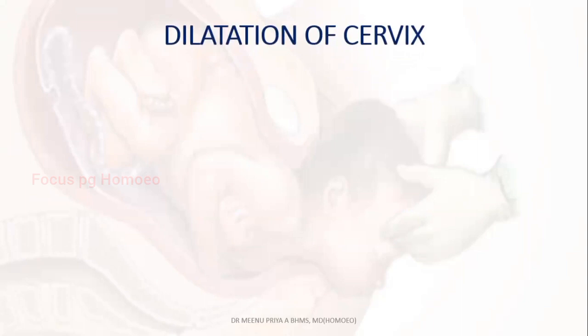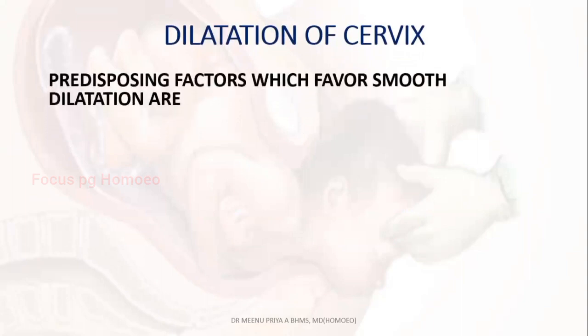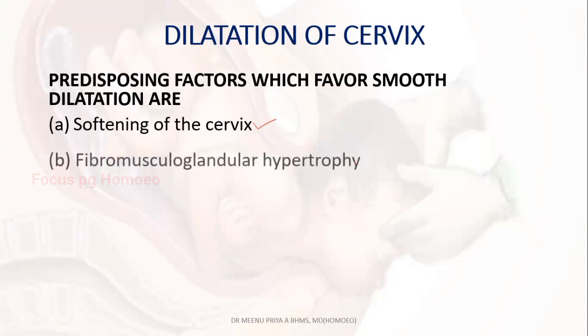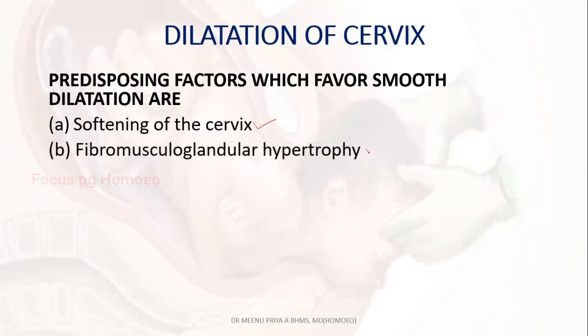So we will see what happens in dilatation of the cervix. The predisposing factors which favor smooth dilatation of the cervix: what are the reasons why dilatation occurs, or what favors dilatation of the cervix? Because dilatation should occur in labor. One is softening of the cervix. We know cervical ripening is one condition which occurs in true labor. And fibromusculoglandular hypertrophy. We know hyperplasia and hypertrophy occur. So here it is fibromusculoglandular hypertrophy, and increased vascularity.